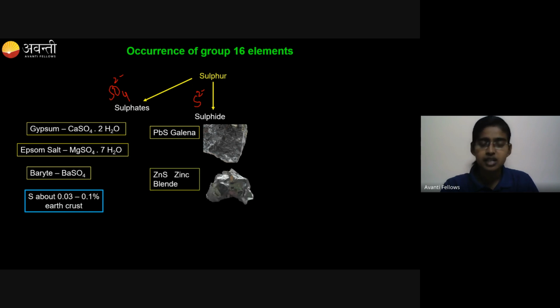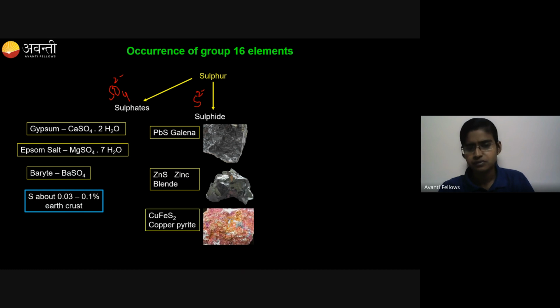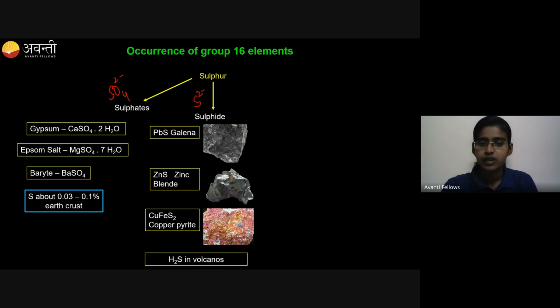And in zinc blende, zinc sulfide, sulfur is present. And in copper pyrite also, sulfur is present in the form of sulfide. And hydrogen sulfide, you all know. In volcanoes, we can find this hydrogen sulfide, right? So here also it is present in the form of sulfide, 2H+ and S2-. Got it? So this is about the sulfide story.